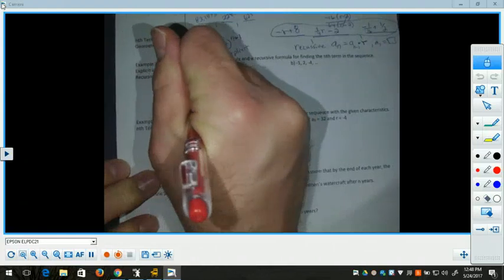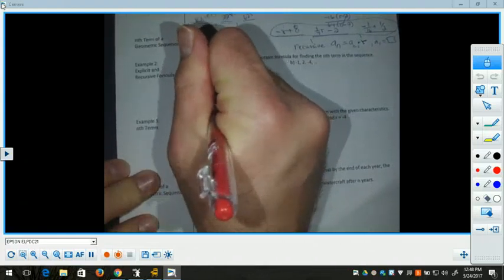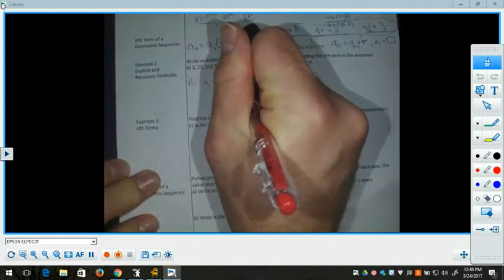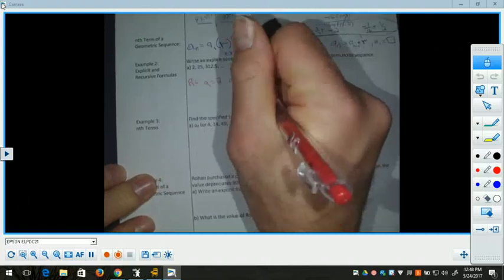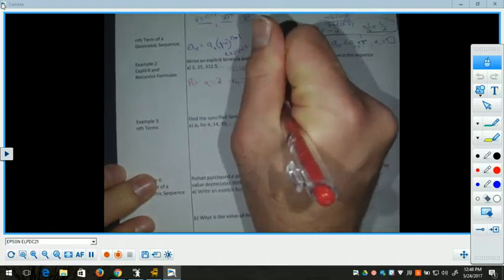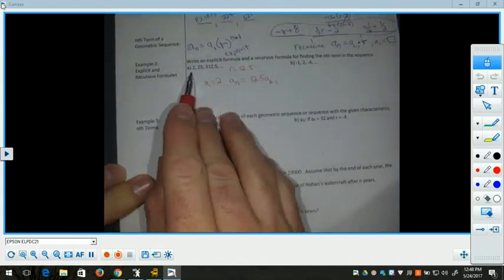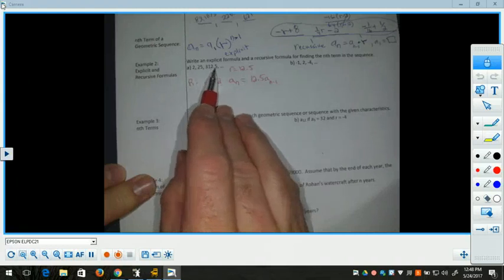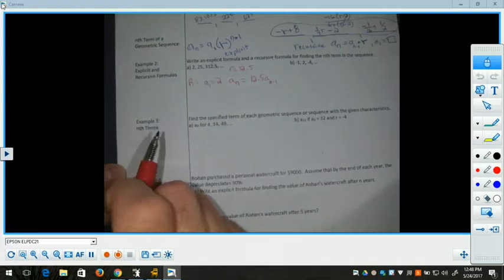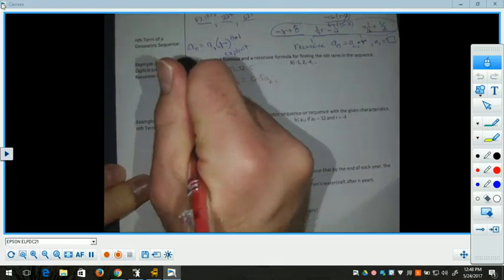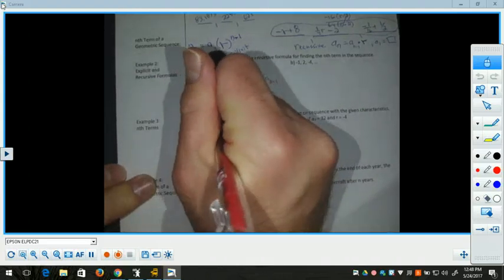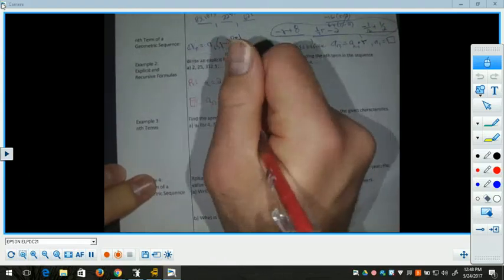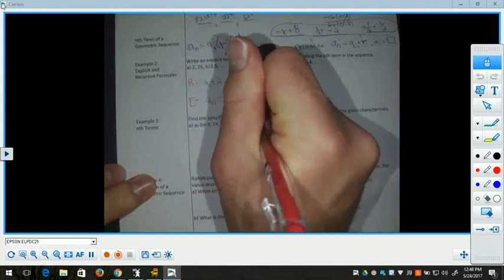So for our recursive formula, given that a sub 1 is 2, a sub n can be obtained by doing 12.5 times a sub n minus 1. Take the previous term, multiply it by 12.5, to get the next term. Our explicit formula would be a sub n equals 2 times 12.5 to the power of n minus 1. Try this for letter B.